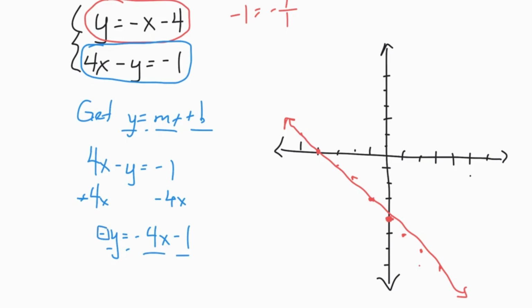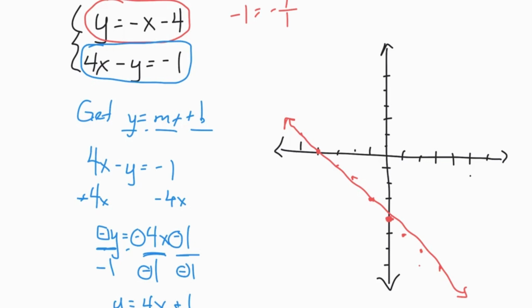But this is a negative y, so I need to divide everything by negative 1. That gives me y is equal to negative divided by negative is positive, so 4x, and negative divided by negative is plus 1.